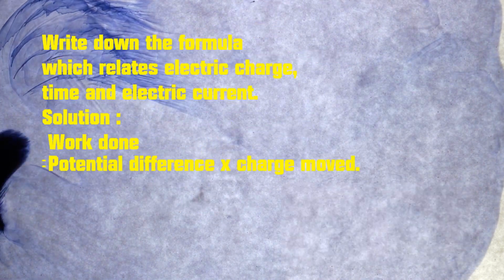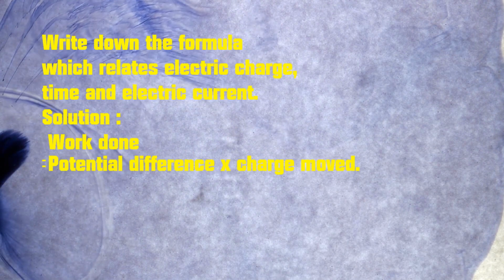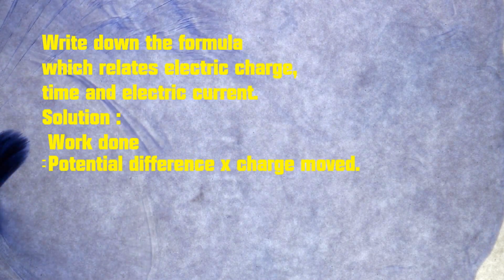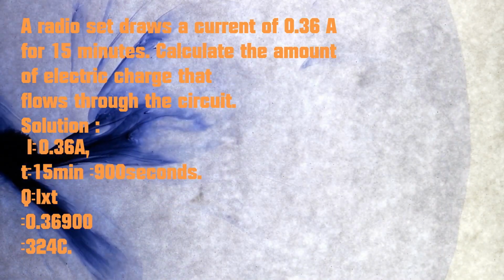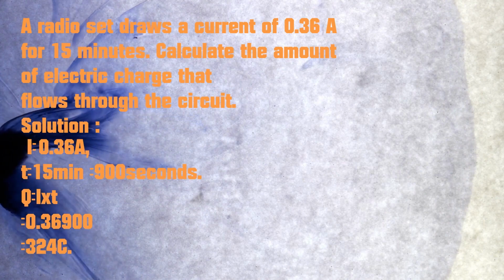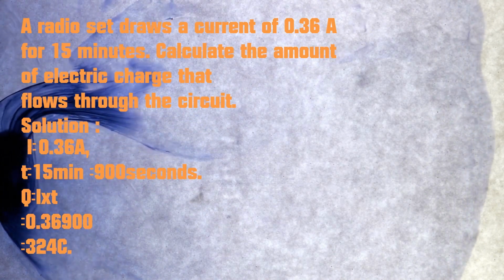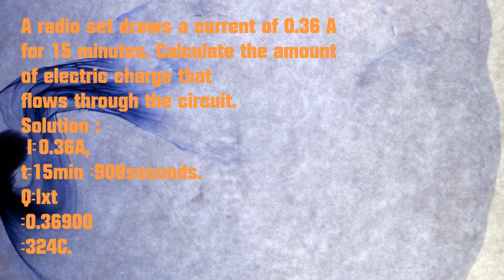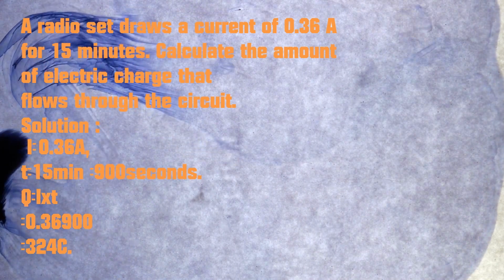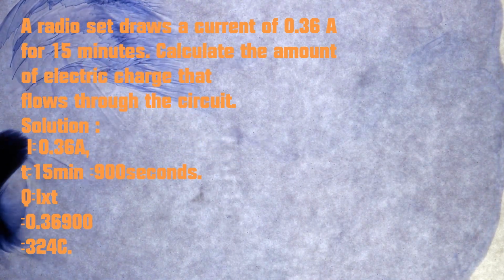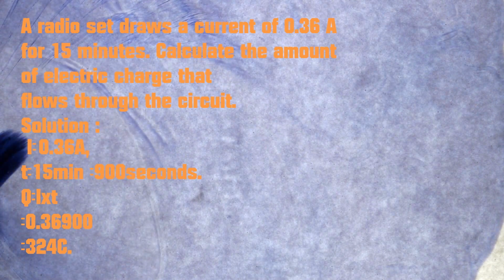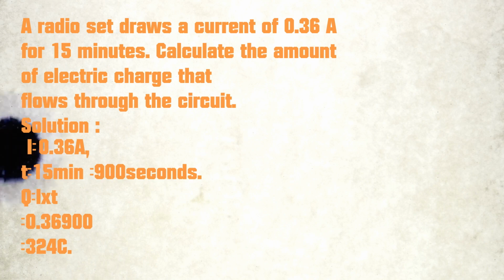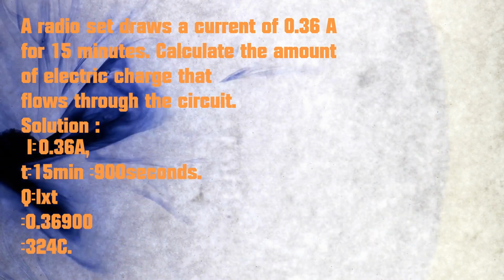A. Write down the formula which relates electric charge, time and electric current. Solution: A. Q equals I times t. B. A radio set draws a current of 0.36 A for 15 minutes. Calculate the amount of electric charge that flows through the circuit. Solution: B. I equals 0.36 A, t equals 15 minutes equals 900 seconds. Q equals I times t equals 0.36 times 900 equals 324 C.